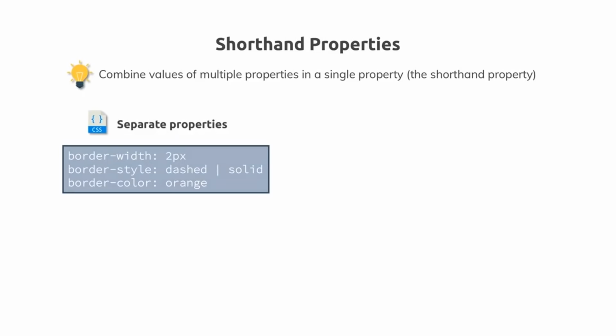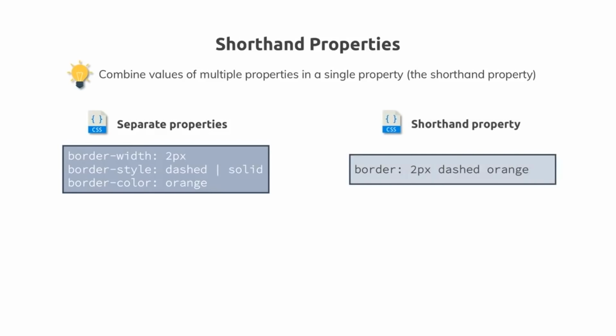Border width, style, color, that's a lot to type. Therefore we got shorthands, and the shorthand for border would look like this. It's just called border, and then we simply assign the values for the different sub-properties, so to say.